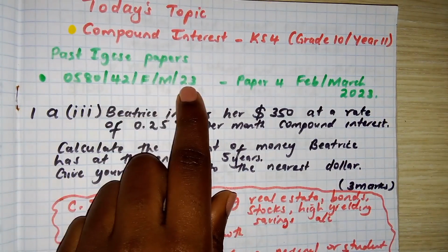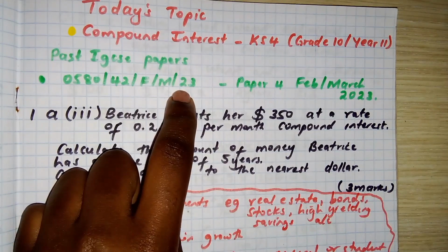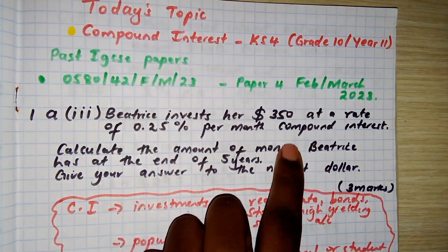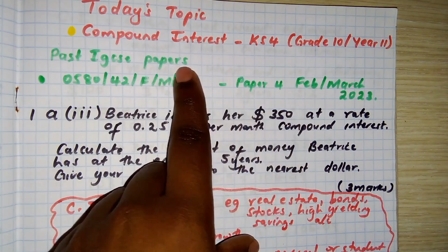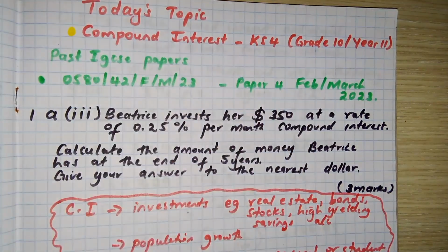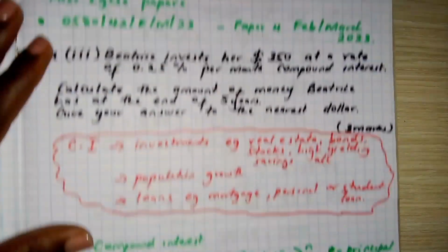In this video, we were looking at the February-March 2023 paper. This is the paper they did last year, the IGCSE papers. Yeah, and it can cut across the board for even the American system. The Kenyan system is the same concept of compound interest. So memorize that formula by heart.